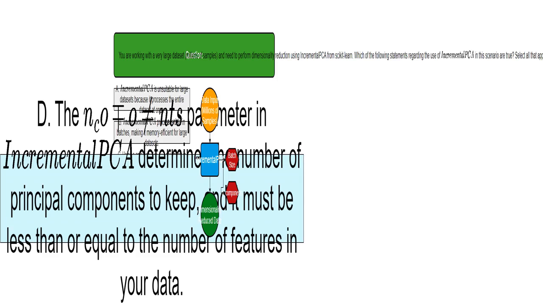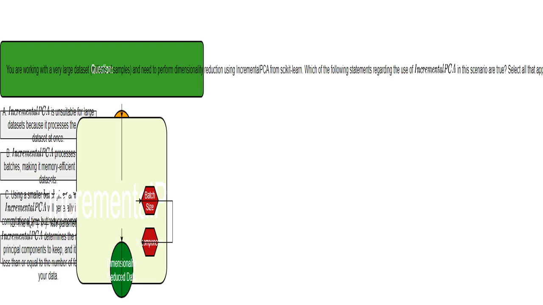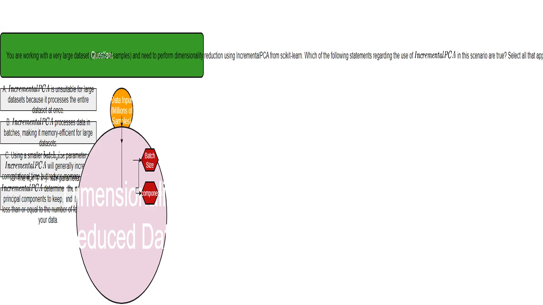This statement is correct. The N_components parameter controls how many principal components, the new, reduced dimensions, you want to retain. It cannot exceed the original number of features in your dataset. This refers to the number of samples processed in each iteration of the incremental PCA algorithm. A smaller batch size means less memory usage per iteration but more iterations to process the entire dataset. This parameter specifies the number of principal components to retain after dimensionality reduction. It's a key parameter in PCA and related techniques, controlling the desired level of dimensionality reduction.